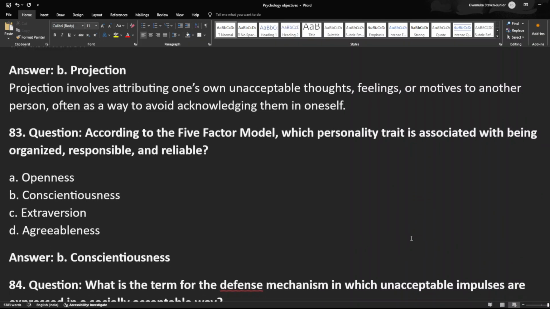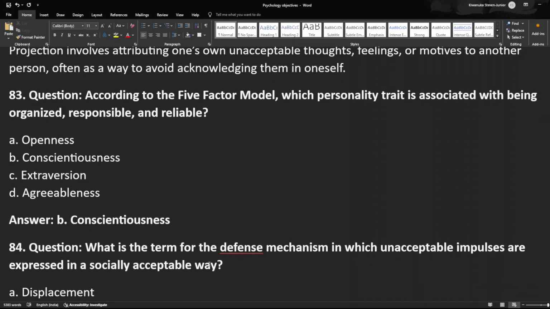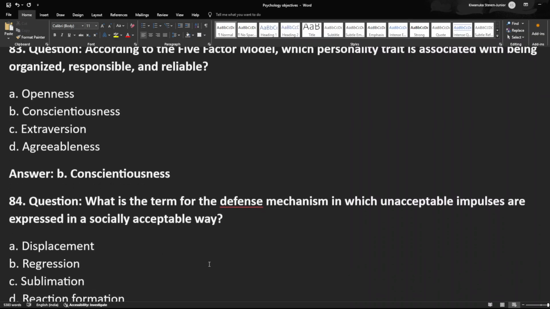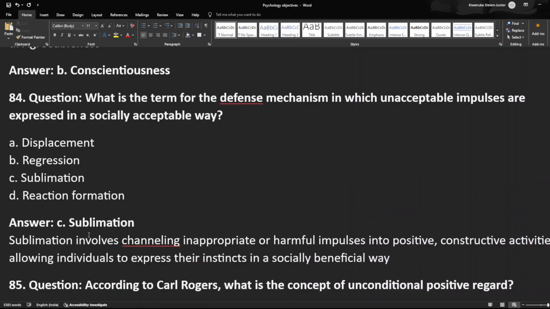What is the term for the defense mechanism in which unacceptable impulses are expressed in a socially acceptable way? We see that is regression. We see that there is a change, so that is sublimation. You see, it's a defense mechanism where unacceptable impulses or behavior are expressed in a socially acceptable way. It means I attribute it to the process of sublimation, of changing.